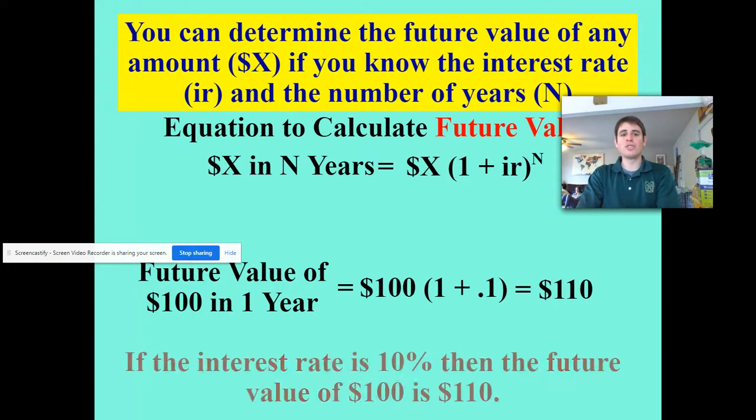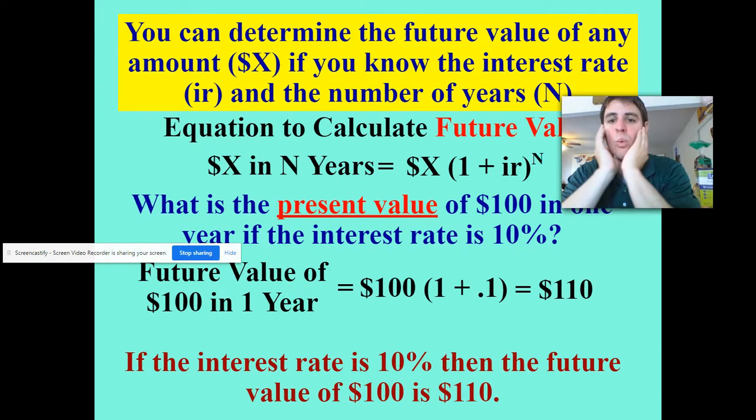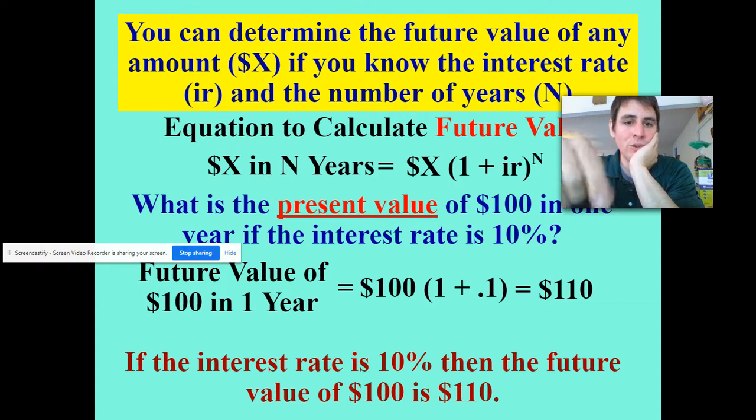So there's two equations. The present value of money and the future value of money. The top one is going to be the future value of money. This one right here, X to 1 plus the interest rate toward the times the number of years. And then the present value is going to be the bottom.